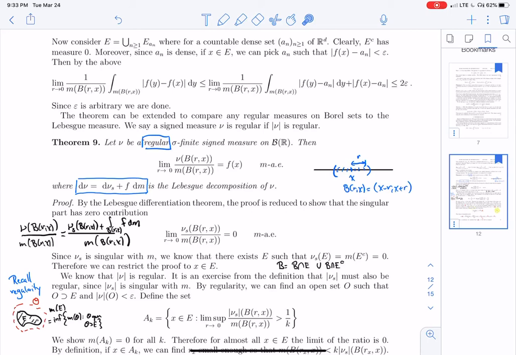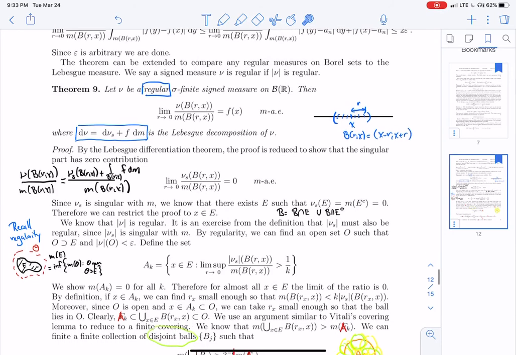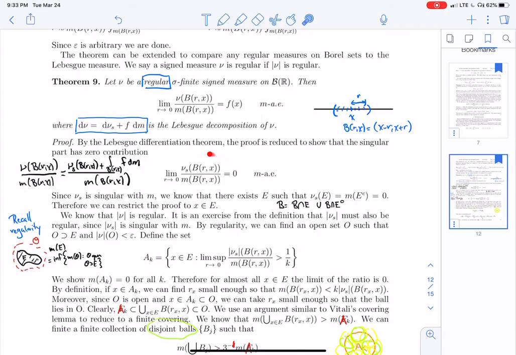Now, if you look at the Lebesgue differentiation theorem, it says that if I take the measure which is the integral of f dm, this converges to f of x, m almost everywhere. So that's what the Lebesgue differentiation theorem says. So really, what I have to do is only look at the singular part. That's the first reduction. Here you can always write nu as the sum of these two, and this gives you this f of x by the Lebesgue differentiation theorem. So really, I only have to show that.